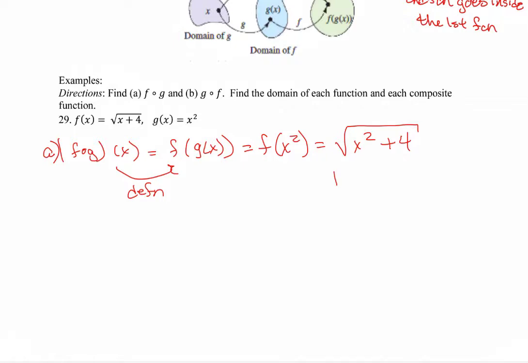And if we want to find the domain, because it says find the domain of each of these functions, the domain of this is negative infinity to infinity because this thing is always positive. All right?